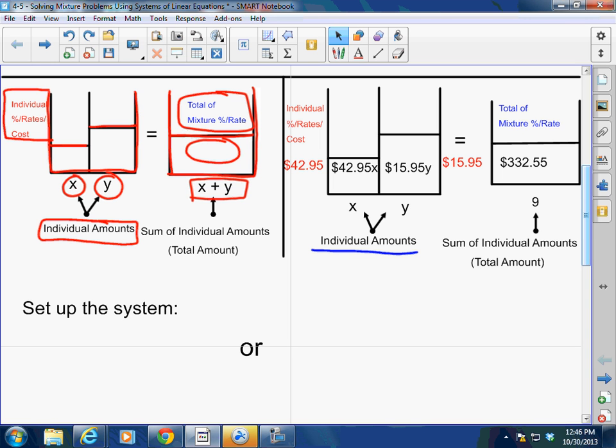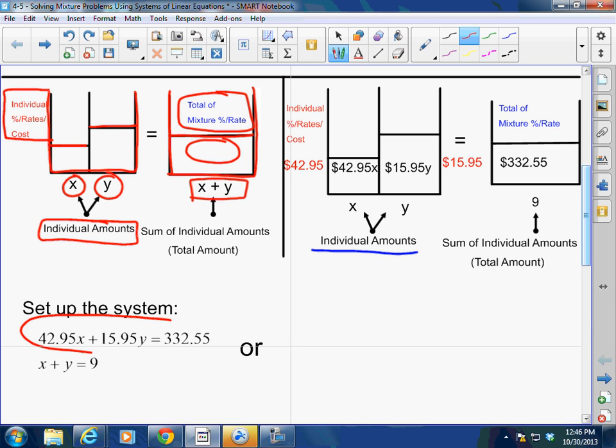So don't I have 42.95x plus 15.95y equals 332.55? And my second equation, doesn't x plus y have to equal 9? Does that make sense? Now, a lot of people do not like working with decimals. So what can I do to this top equation here if I want to get rid of the decimals?